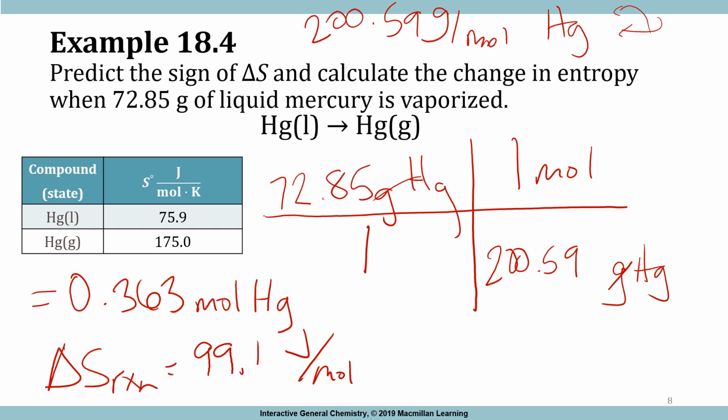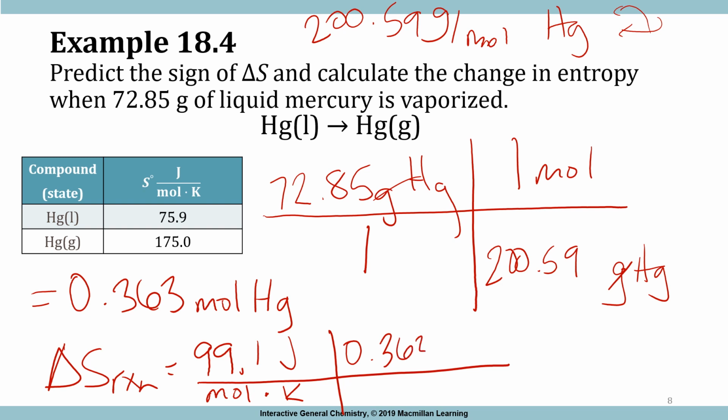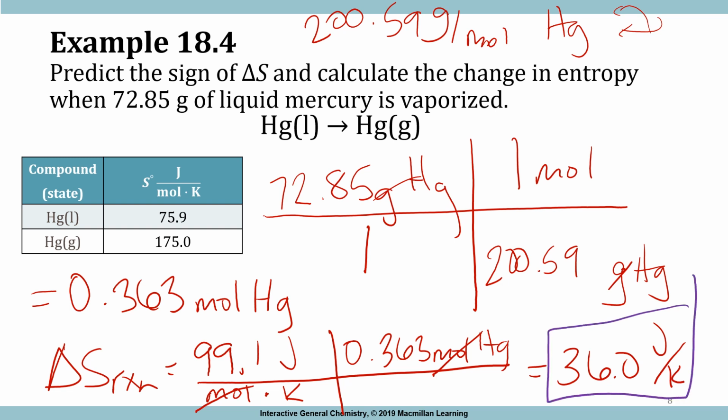And I know that I just calculated my delta S of reaction to be 99.1 joules per mole Kelvin. So if I take my delta S of reaction and I multiply it by the amount of moles I just calculated, let me make this a little bit easier on the units. I can rewrite that to look like this: joules per mole times Kelvin. And then if I multiply that by 0.363 moles of Hg, I'm going to cancel out those moles, and I'm left with 36.0 joules per Kelvin. So that's going to be my overall answer for this equation, because I had to account for the amount of liquid mercury that they gave us.